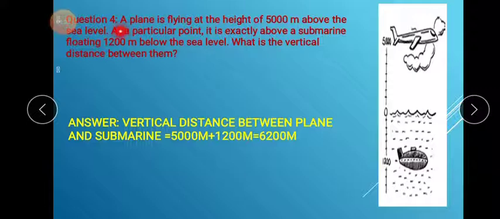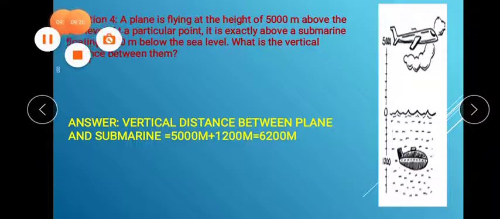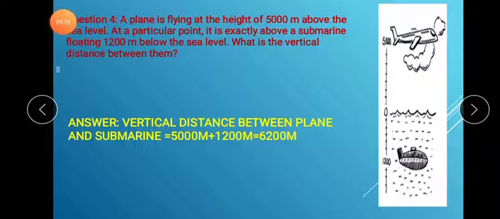Question number 4. A plane is flying at a height of 5,000 meter above the sea level. You can see in the picture a plane. This is a plane which is flying at a height of 5,000 meter above this sea level. You can see here this 5,000 height. This is the aeroplane and this is the sea level.